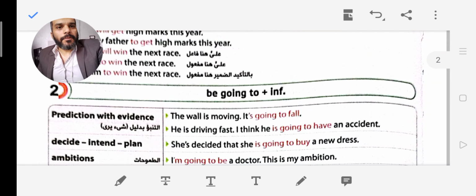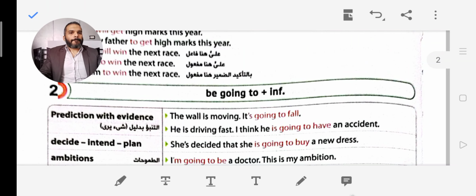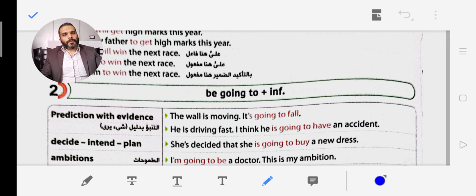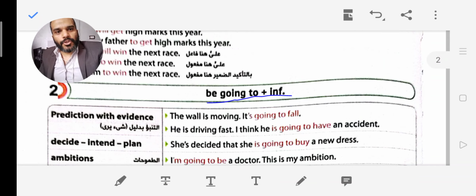Okay, let's move to the next tense, or the next way to express future. The second way to express future: be going to plus infinitive. We can use this form to express prediction with evidence. Do you remember?